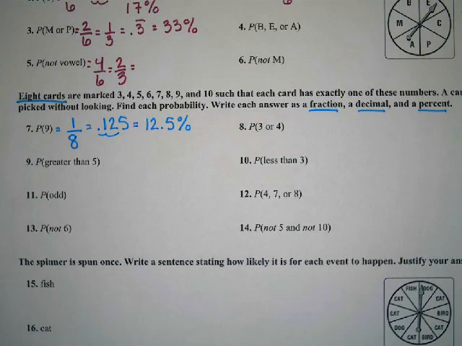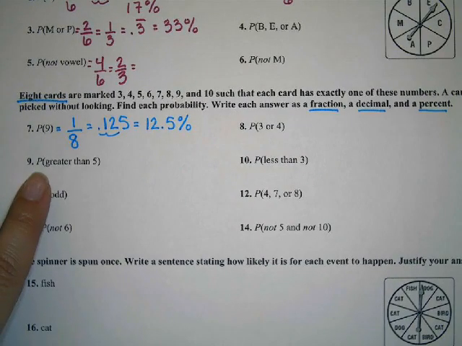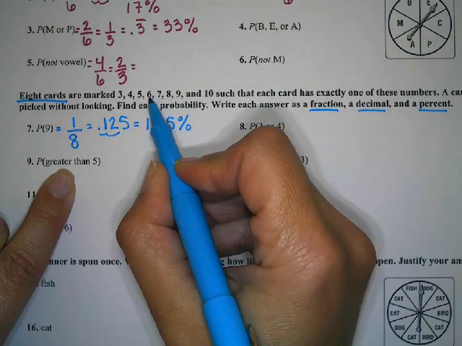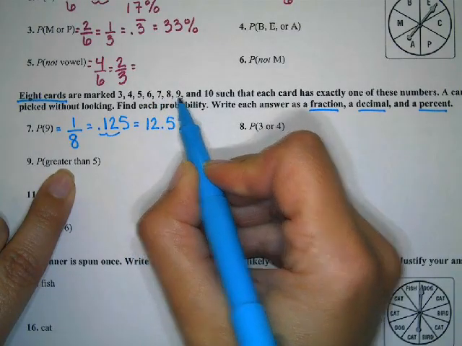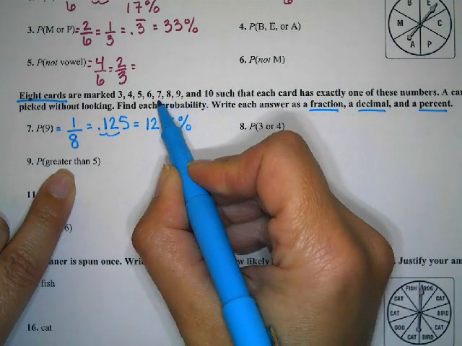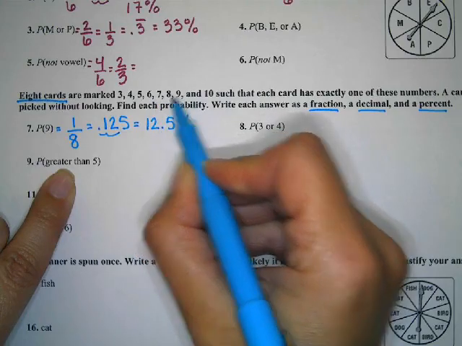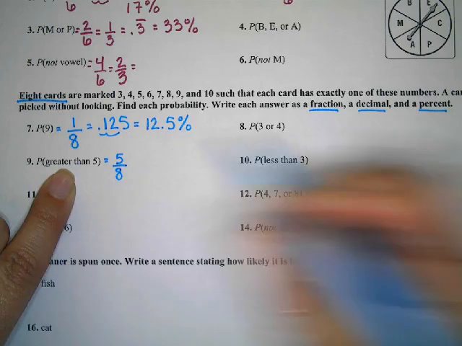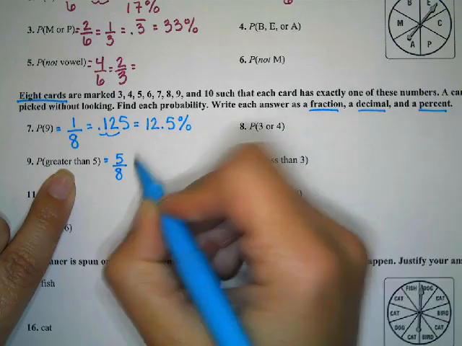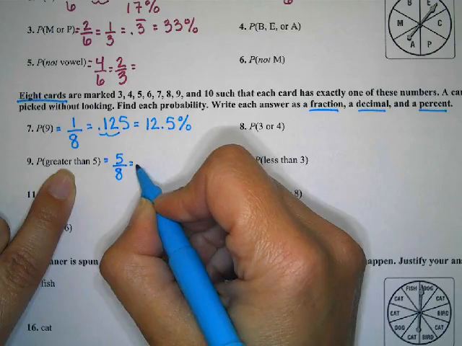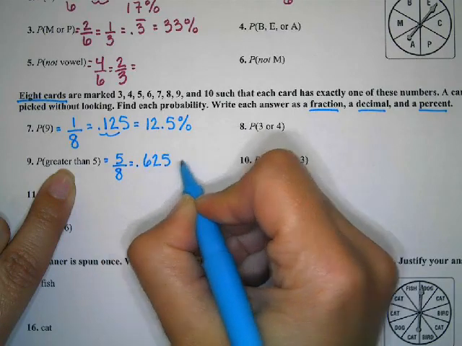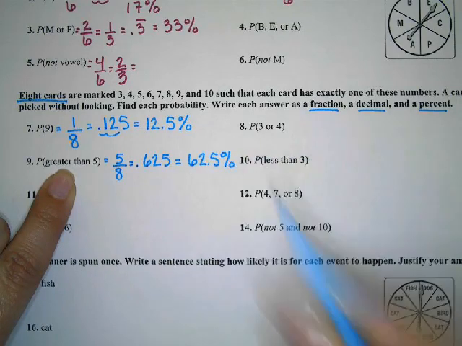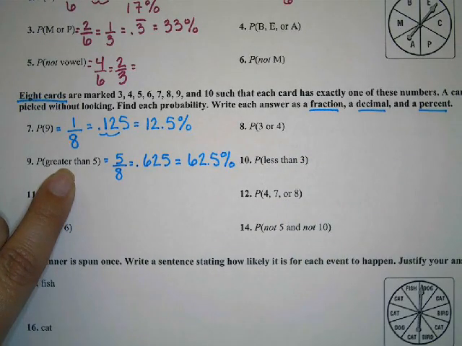So I want to look at number 9, the probability of a number greater than 5. Well, greater than 5 would be a 6, 7, 8, 9, or 10. So that's 1, 2, 3, 4, 5 numbers. So 5 out of 8 would be that probability. When you divide that out, you're going to get 0.625, which is 62.5%. So really be careful about what it's asking you to find.